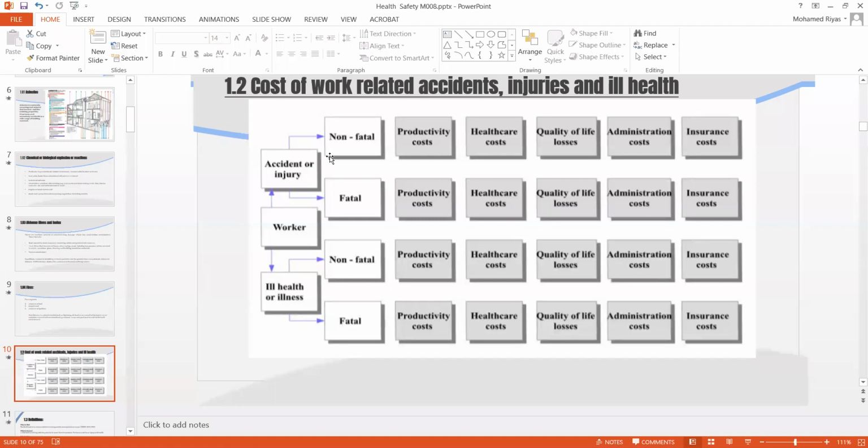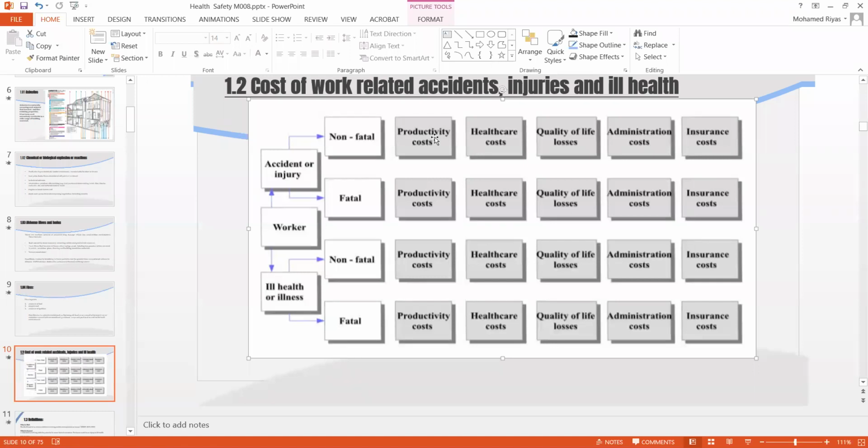Now coming to all the things that we have discussed, what could possibly be the cost to any project if you have safety-related accidents, injuries and ill health? We'll try to categorize the costs and see the overall impact if you don't have enough safety standards, or if you didn't achieve the intended safety standard on the project. Coming to accident or injury, whether non-fatal or fatal, the loss we can categorize under 5 categories, and finally there will be a 6th category that we will discuss now.